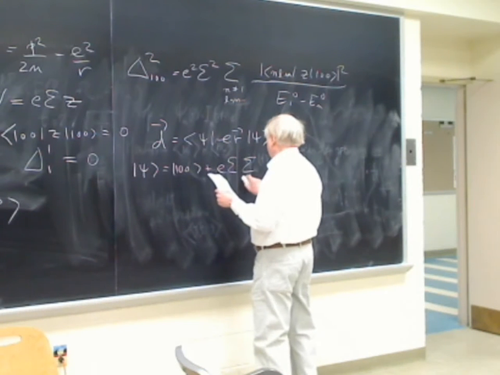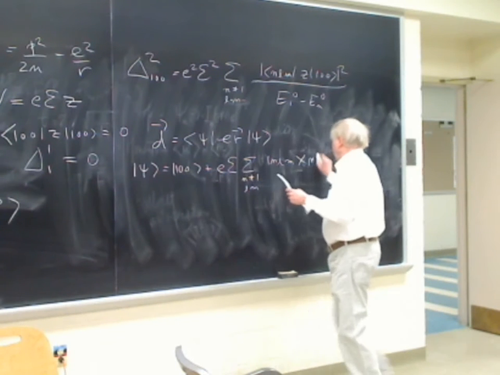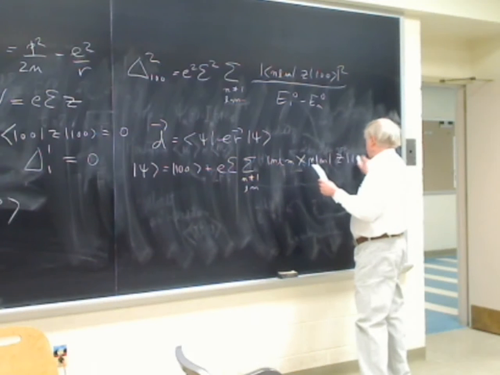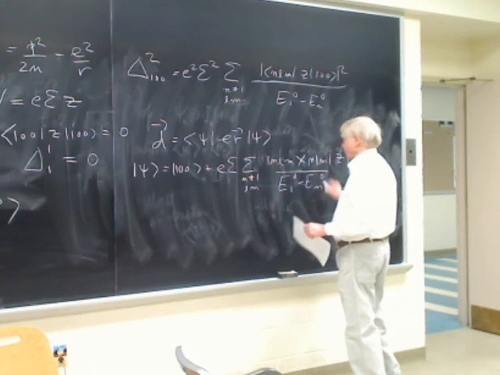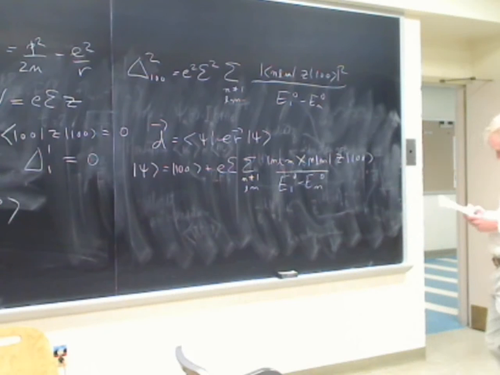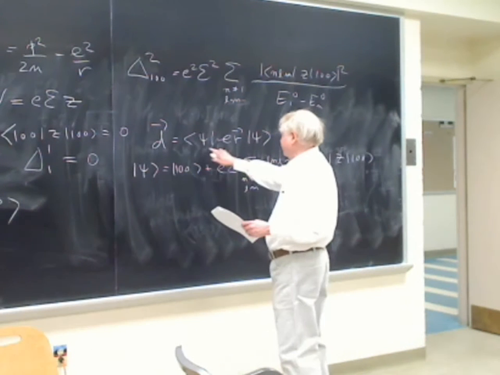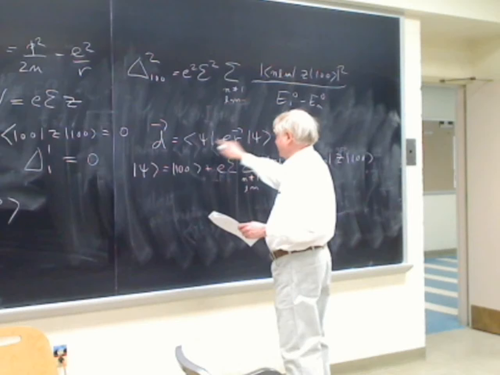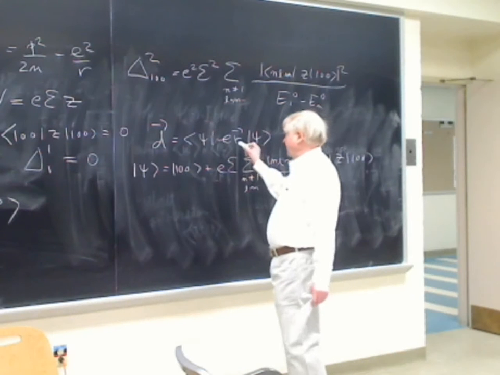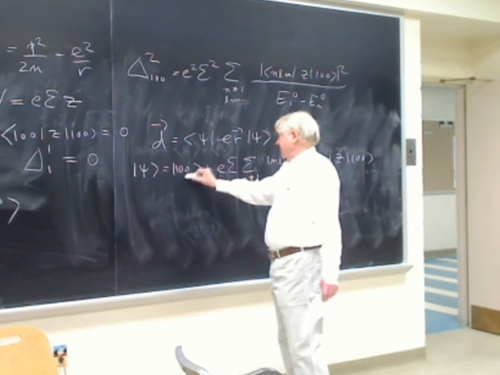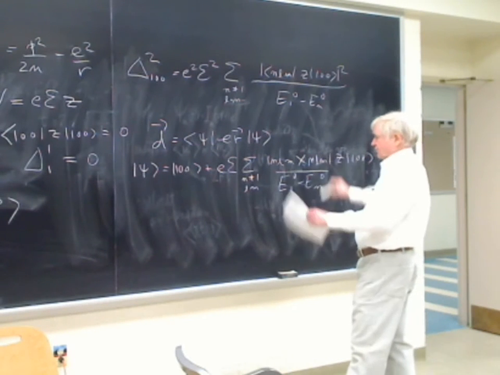the sum over n not equal to 1, all n l m, of n l m, matrix element of z with 100, divided by E10 minus En0. And of course, En0 is a very simple form. And so the dipole is the inner product of these, the mean value of r, the position vector, in this state. The mean value of this in the ground state is of course zero. And so what you've got is these various cross terms.